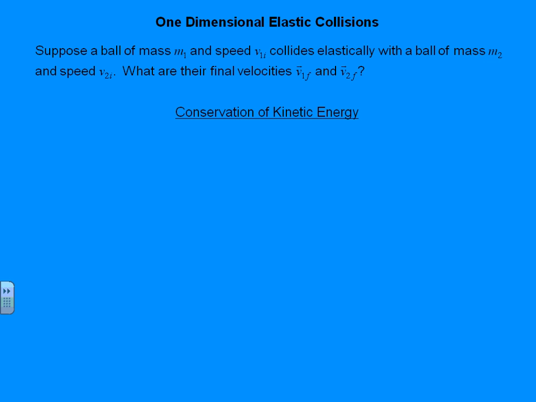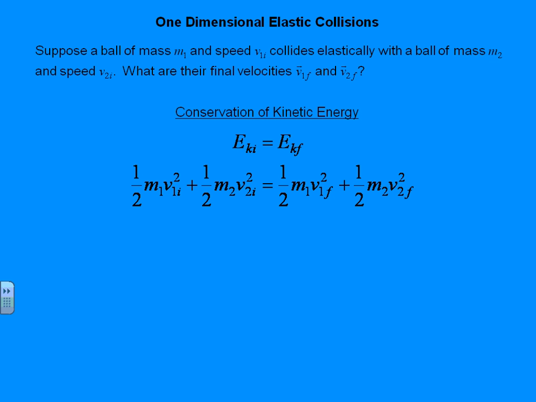First of all, since it's an elastic collision, we know that kinetic energy has to be conserved by definition. So that means the initial kinetic energy of the system has to be equal to the final kinetic energy of the system. Of course, the kinetic energy of the system is the sum of the kinetic energies of the two objects. So initially we have 1/2 m1 v1i squared plus 1/2 m2 v2i squared. And then finally, we have 1/2 m1 v1f squared plus 1/2 m2 v2f squared. Now the 1/2s cancel out, which makes the problem slightly easier.